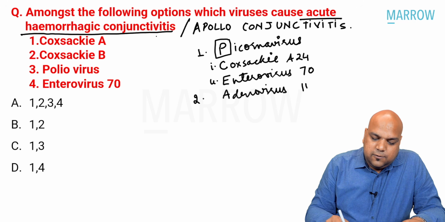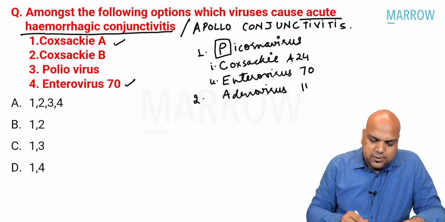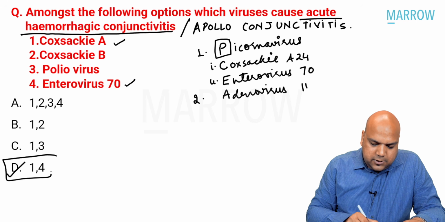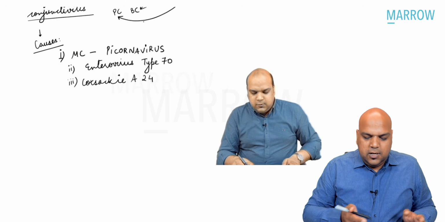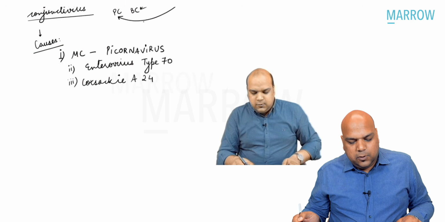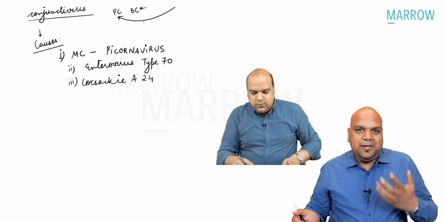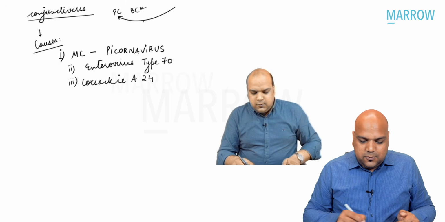So the answer is, which of the following options cause acute hemorrhagic? Coxsackie A causes, enterovirus 70 causes. So 1 and 4, answer is option D. As simple as that. If you've ever gone through the notes, if you've ever seen videos, you would have seen the same thing that I've written: picornavirus, enterovirus type 70, and Coxsackie A24. That is all the knowledge that you needed to be able to solve this question.